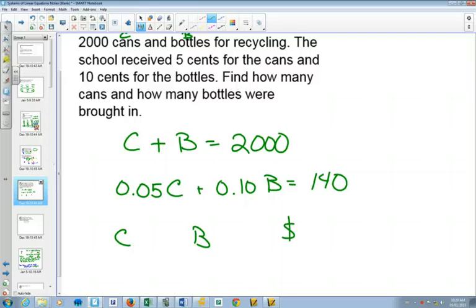I'm going to set up a chart. Can someone tell me something that didn't work? 1,000 and 1,000. Good start. How much did you get if you had made 150 bucks? Pretty close though.